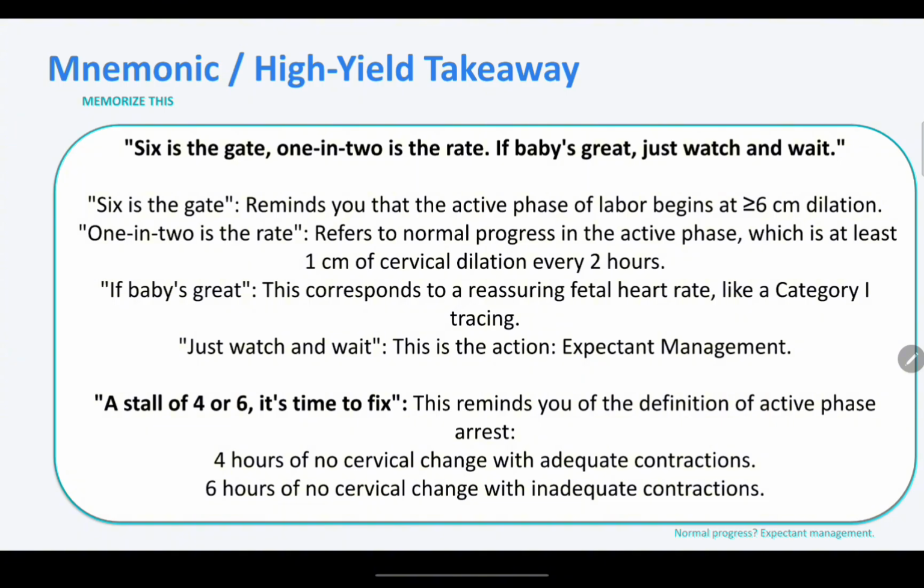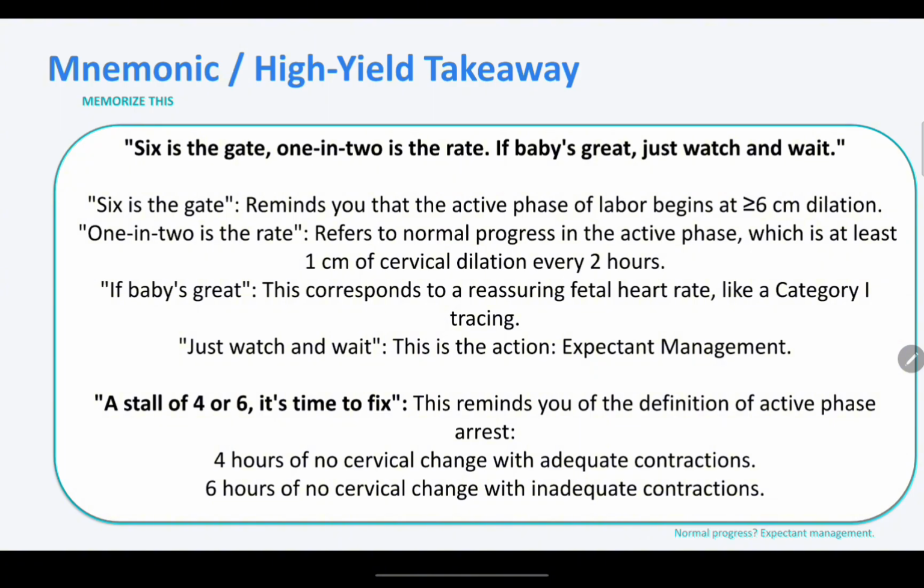So, moving to the second slide. This question is all about the active phase of labor, which starts at 6 cm and goes to 10 cm. Our patient is at 8 cm, so she is clearly in the active phase. The rule for normal progress is simply dilation of at least 1 centimeter every 2 hours. Our patient went from 6 cm to 8 cm in just 2 hours. Because she is progressing normally and the baby is reassuring, with a category 1 tracing, we do not need to intervene.